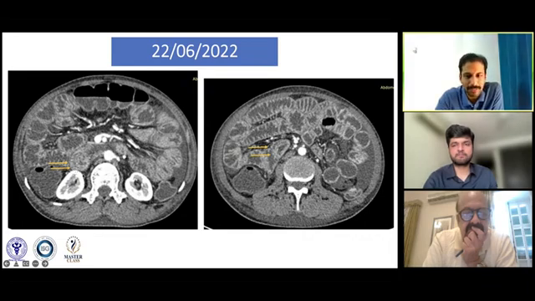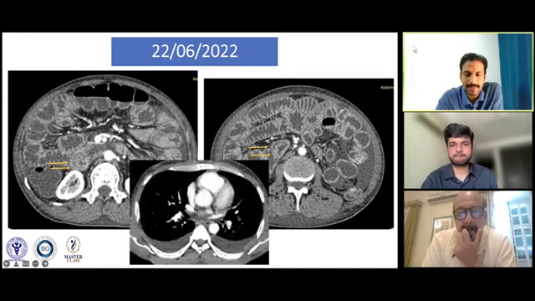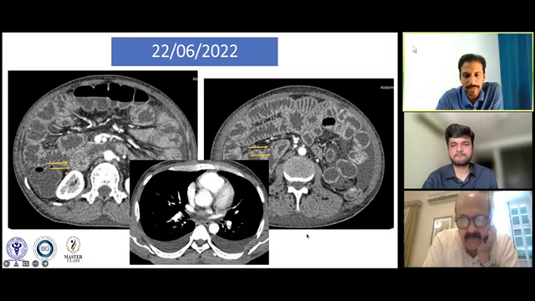This is the second part of the duodenum in the first slide, and this is the genu of the duodenum here, both of which show a stratified kind of wall thickening. Next slide, please. Yeah, and there is associated bilateral pleural effusion, which can be present in a hypoalbuminemic state.